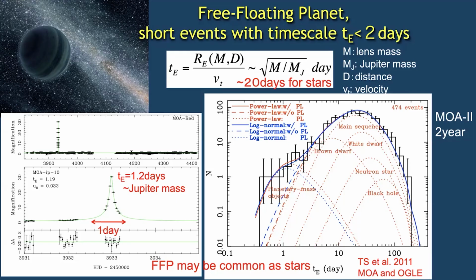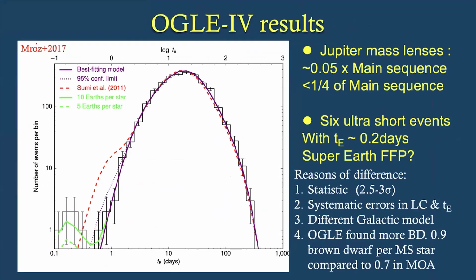Even though this analysis has a very large uncertainty and is limited by the small number of statistics, later OGLE updated this similar analysis with their larger statistics and high quality light curves. So here are their timescale distributions. Even though they couldn't find the excess at around 1 day, they found some excess at an even shorter timescale, about 0.2 days.